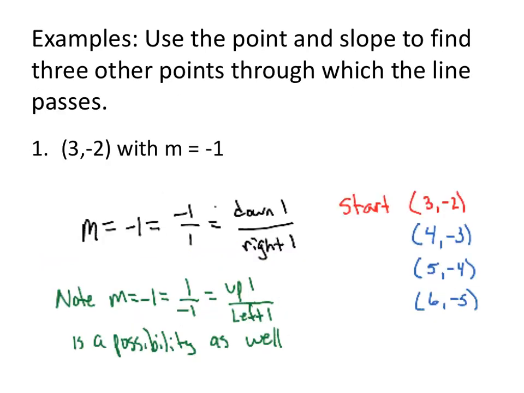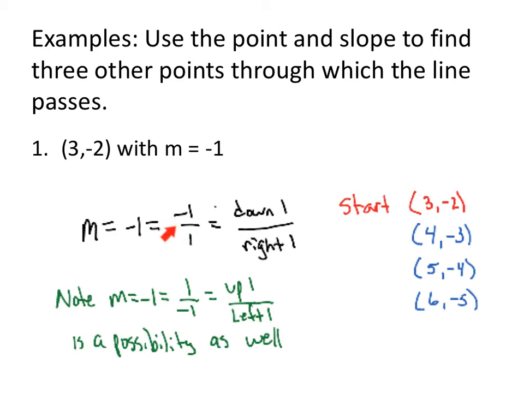Alright, so now we're given a slope and we're given a point, and we want to find 3 other points through which the line passes. Well, what does a slope mean? A slope is the tilt of the line. So a slope of negative 1 means what? It means we could write it as a fraction, negative 1 over positive 1.